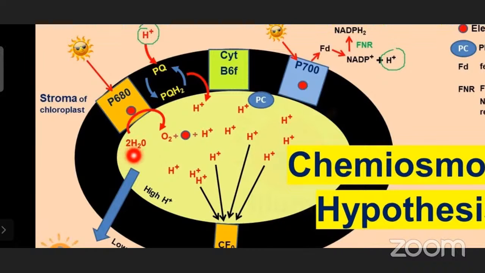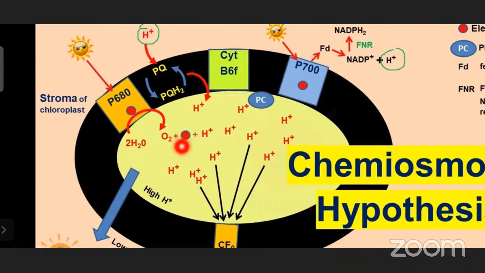As you can see, the water molecule is splitting, and that complex is located in the inner membrane of the thylakoid. The oxygen, protons, and electron are produced, and the electron is taken by this P680, and here the protons. So these three things are formed when the water is splitting. Oxygen is a gas, so it will diffuse out.